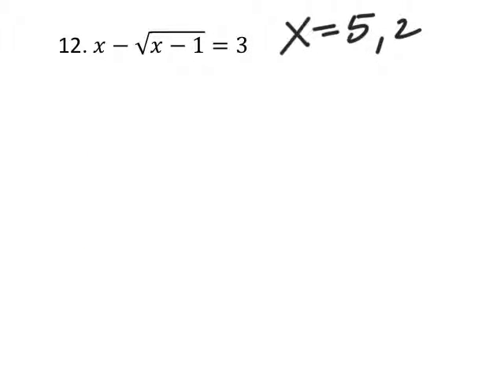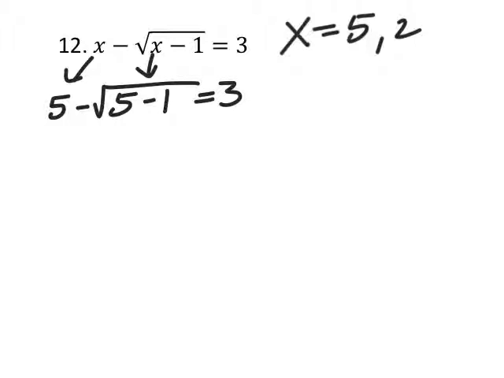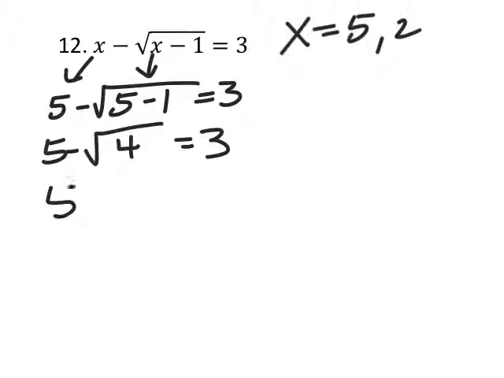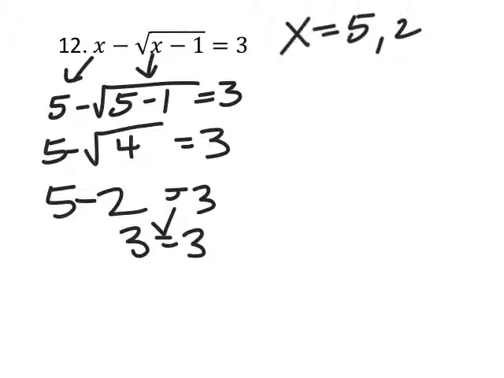So in checking the work, we'll go ahead and replace the x's. We'll start with 5. So we have 5 minus the square root of 5 minus 1. This needs to equal 3. So this gives us 5 minus the square root of 5 minus 1, which is 4, which is a perfect square. 5 minus 2 equals 3, and yes, 3 equals 3. This one checks off. We know that 5 is a good value to use.